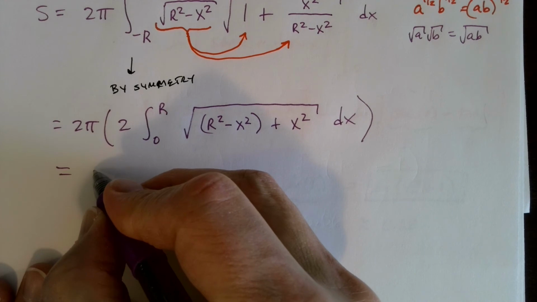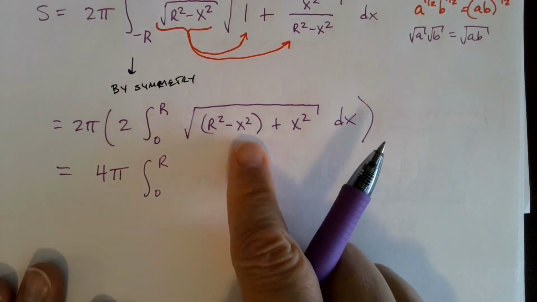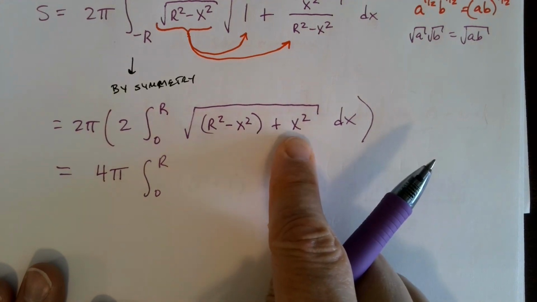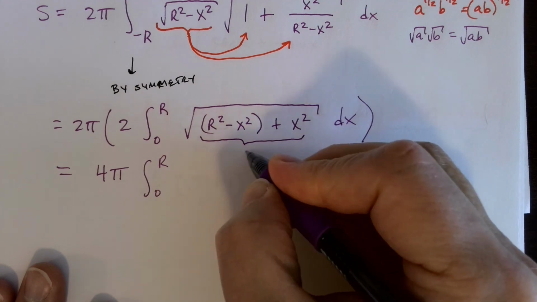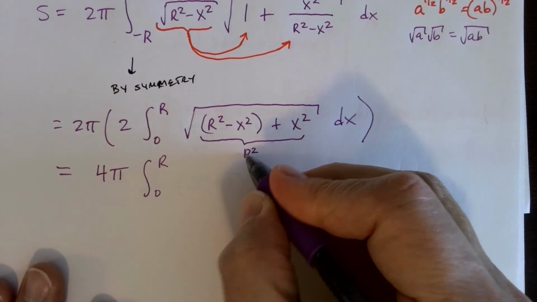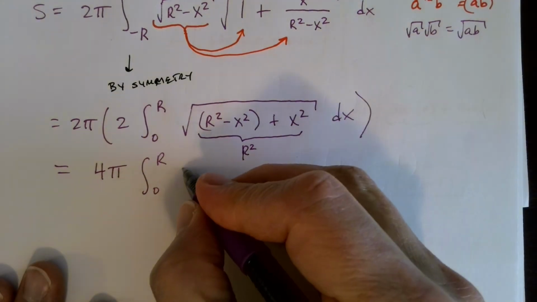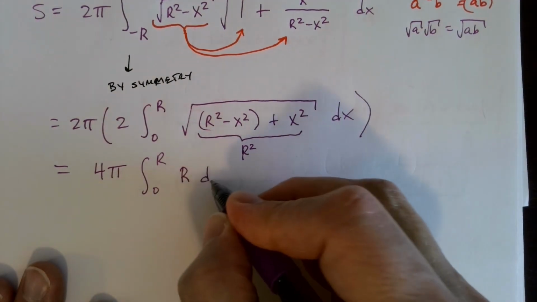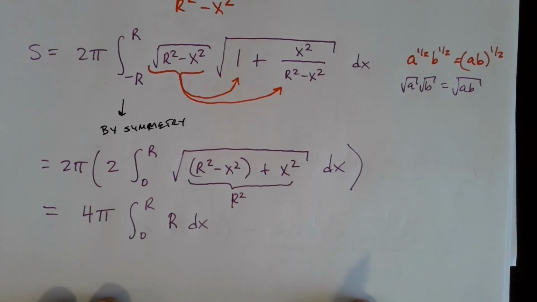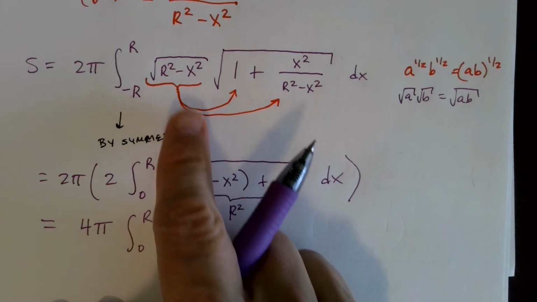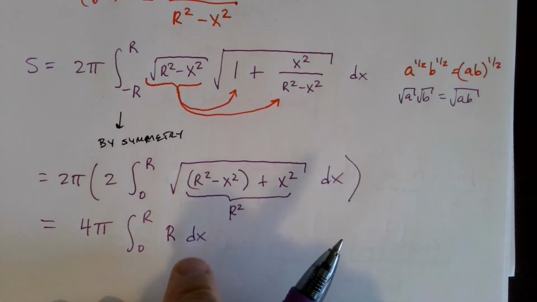2 pi times 2 out here is 4 pi. Integral from 0 to r. What do I have here? Negative x squared plus x squared. This is just going to be r squared after I simplify. What's the square root of r squared? That's just r. Look at that. That was a great simplification. So I had to do a little algebra here to simplify, and then I get to this.